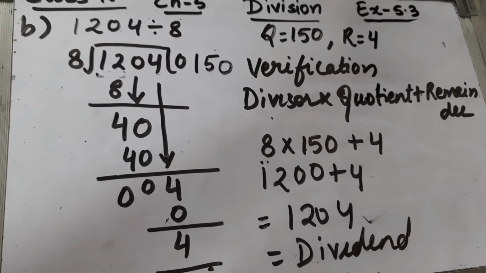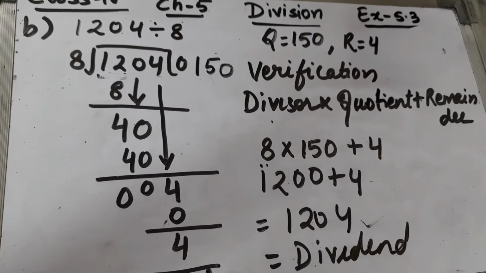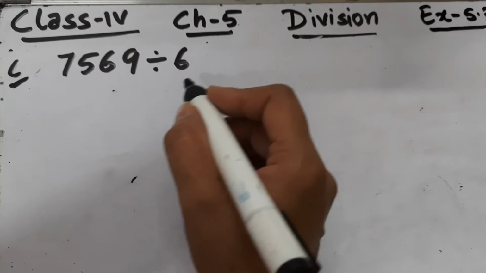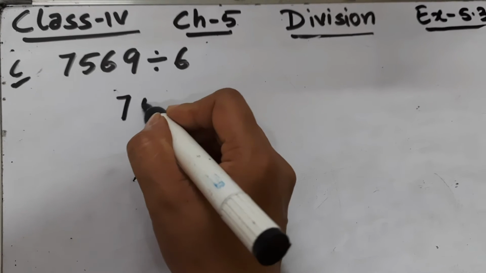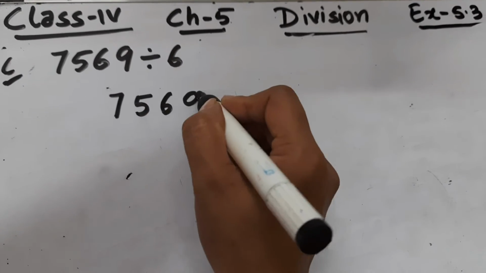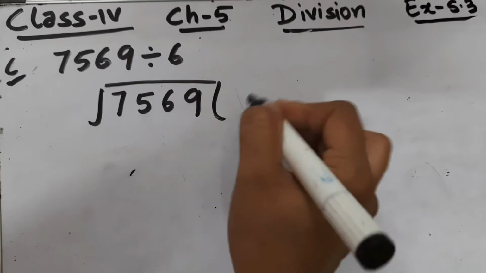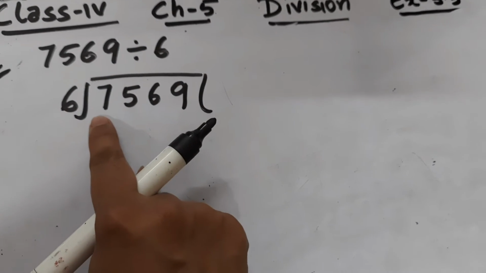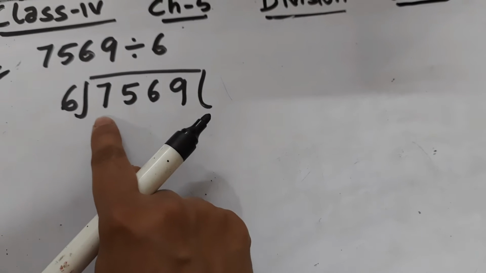So this way we verify the division. Okay, now let's start C part. C part is 7569 divided by 6. We have to divide 7569 by 6. So we will start from the highest place, and highest place is thousands place, which is 7.